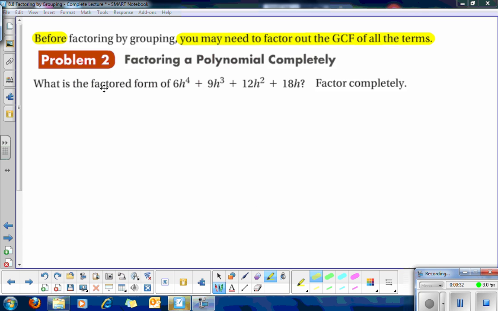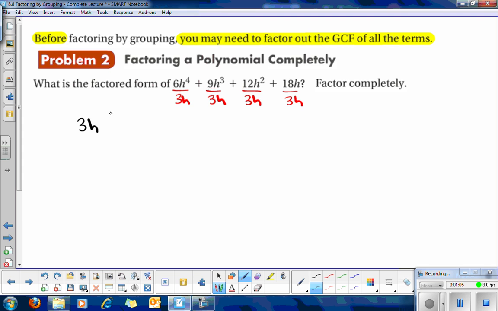So if I look at my polynomial that I want to factor here, let's see. Looks like we have a monomial that we can factor out, and that greatest common factor will be a 3h. So we'll factor out a 3h on each term. Okay? So when I do that, the 3h goes to the outside of the parentheses.